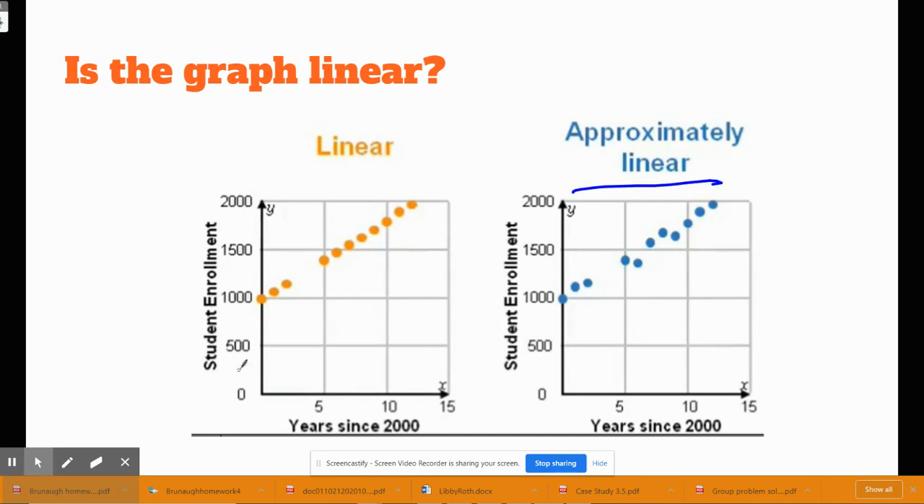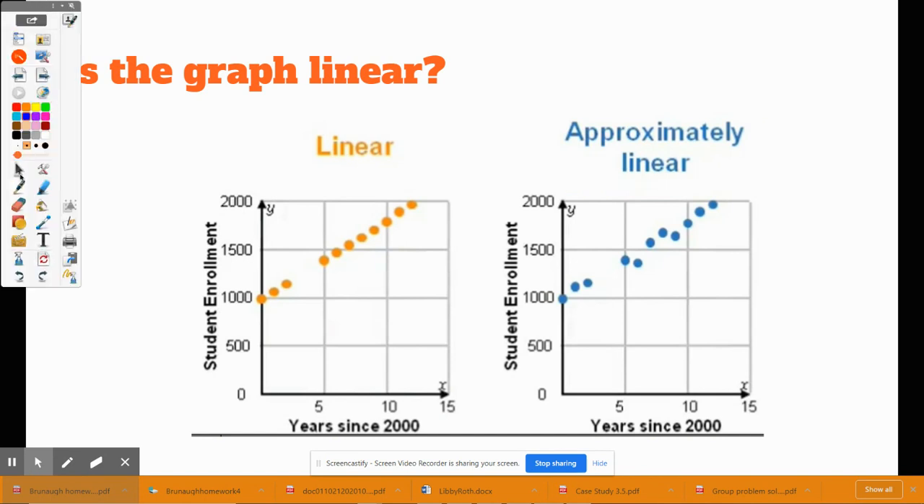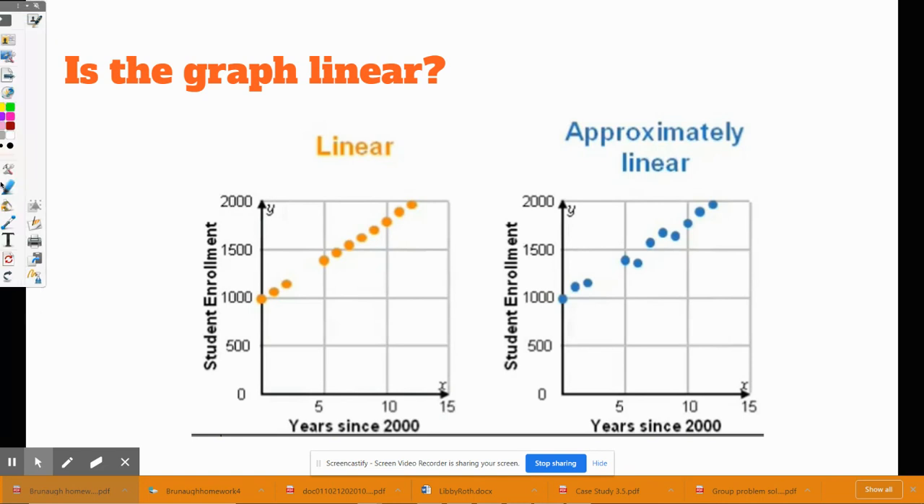And usually when we collect data, you're looking at things that are approximately linear because it's kind of hard for something to be so perfect. So we use this approximately linear model a lot with statistics, and it really does a decent job of getting it done.